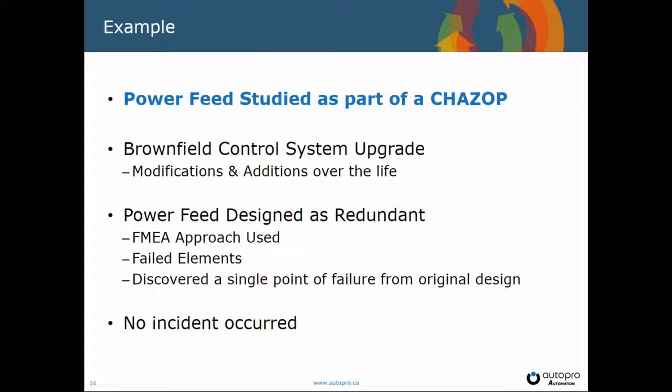And if that component had failed, it would have been a complete plant shutdown, lost production, you know, and maintenance and everything to get back up and running again. So the CHAZOP was able to identify that issue.